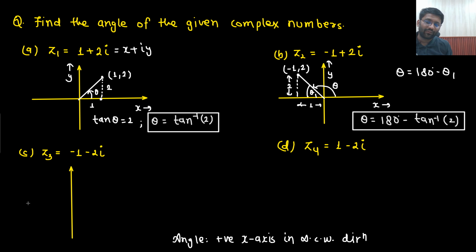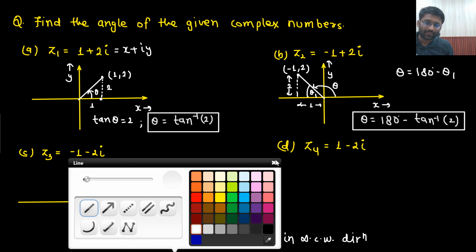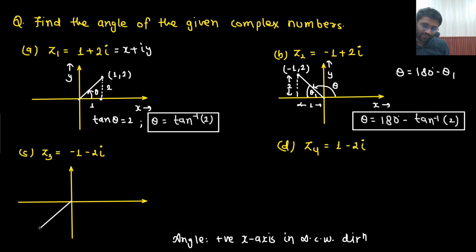-1, -2: where will it be shown? Let me know where it will be shown. Here it will be shown, no? Because this time the value of x is also negative, and the value of y is also negative. So -1, -2.